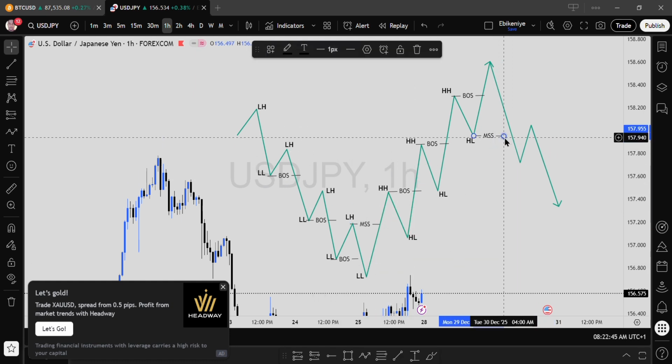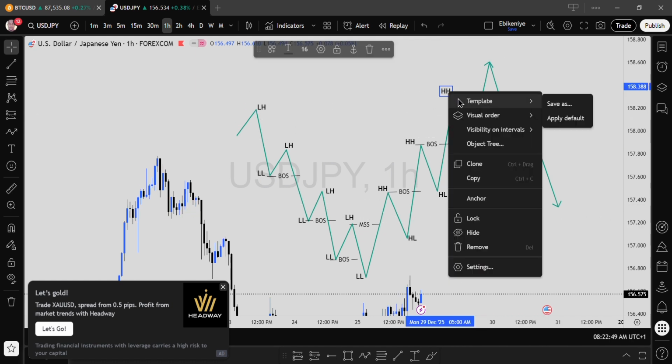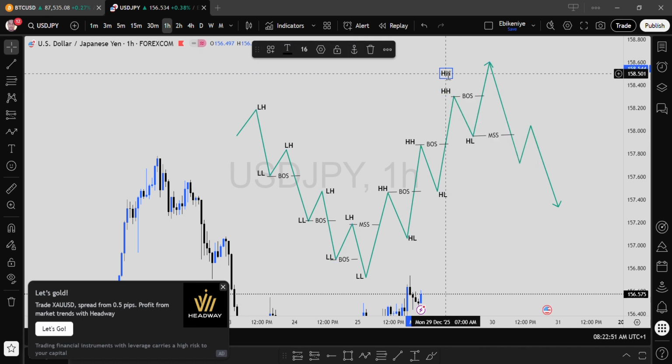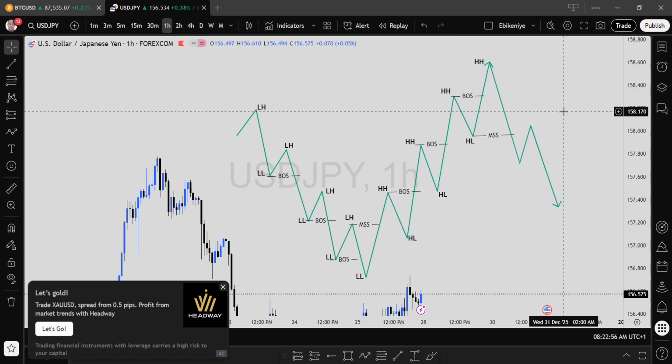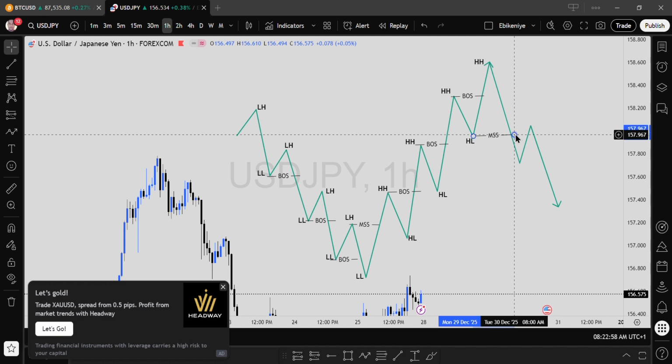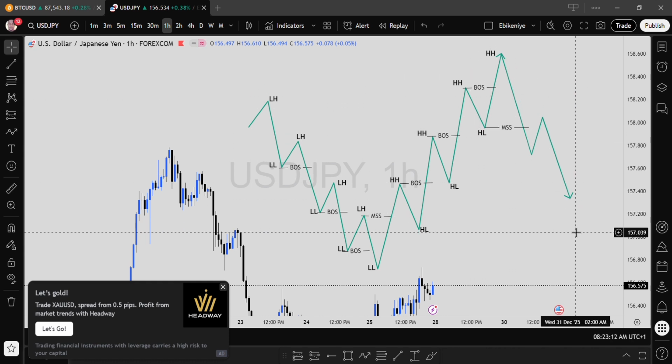This is now a market structure shift to the downside. All right, so this is also a higher high because market broke to create these points here. So this is a market structure shift to the downside. So now, a market structure shift is when market changes trend from either a bearish trend to a bullish trend, or from a bullish trend to a bearish trend.